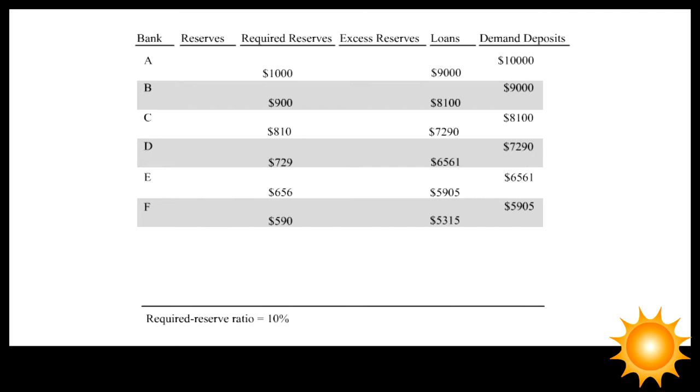After many rounds, a total of $90,000 of demand deposits has been created through loans. In all, the injection of $10,000 reserves into the banking system results in 10 times the amount of demand deposits.